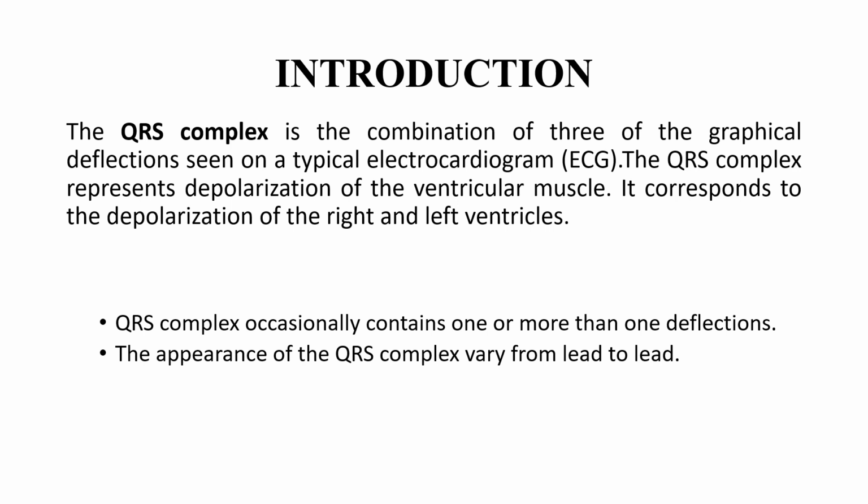Introduction. The QRS complex is the combination of three of the graphical deflections seen on a typical electrocardiogram. The QRS complex represents depolarization of the ventricular muscle. It corresponds to the depolarization of the right and left ventricles. QRS complex occasionally contains one or more than one deflections. The appearance of the QRS complex varies from lead to lead.